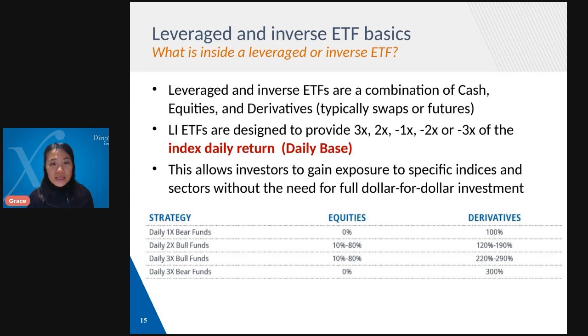So as you can see from the table, inside of a daily 3-time leverage ETF is cash, equity, and derivative. A daily 3-time inverse ETF is composed of cash and derivative only. The most important thing is that leverage inverse ETF in the world are daily based. For example, a daily 3 times leverage ETF is designed to provide 3 times the index's daily return, not 3 times the index's cumulative return for more than 1 day. So this is a very important feature you have to know about leverage inverse ETF.